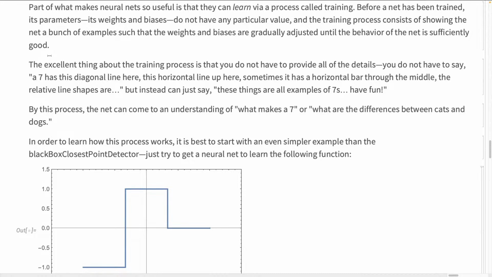Something that's nice in terms of, say, the black box digit knower is that you don't have to provide any details. You don't have to give it a 7 and say, okay, network, a 7 has a diagonal-ish line here at this particular angle, and it's got a horizontal bar at the top, and sometimes a horizontal bar through the middle, and maybe the relative line lengths are this and that. Instead, you just say, hey, look, this thing's a 7, that's a 7, this is also a 7, and guess what? This is also a 7. Learn what it is that makes a 7, have fun.